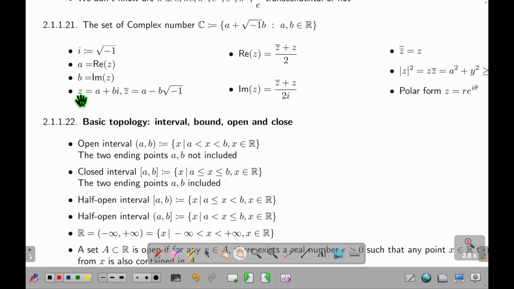And we usually write a complex number as z, okay? And then if we write a bar on top, this is called the complex conjugate. It looks similar to the set conjugate, so we can think of it as a similar thing. So you just make the imaginary part negative.